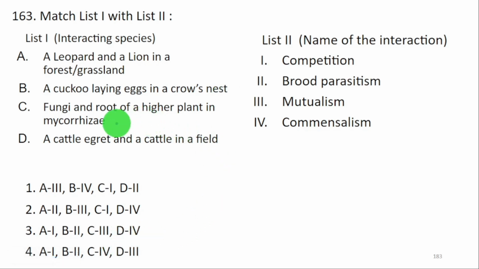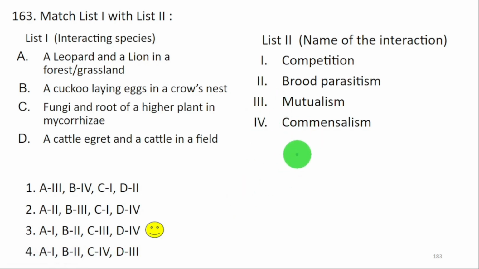C is fungi and root of higher plants in mycorrhiza. So this is clearly an example of mutualism. Both are benefiting each other. So C will be 3. So we have D is 4. So the answer is option number 3.